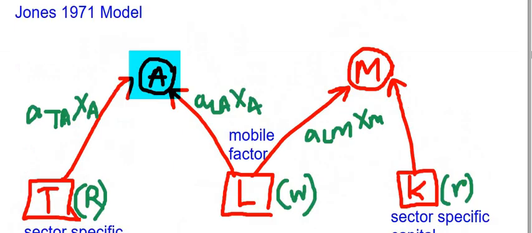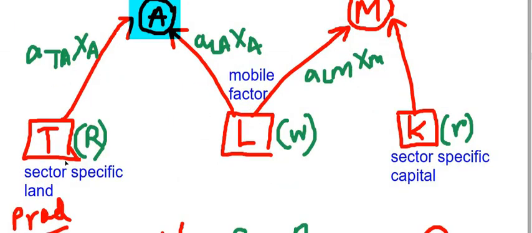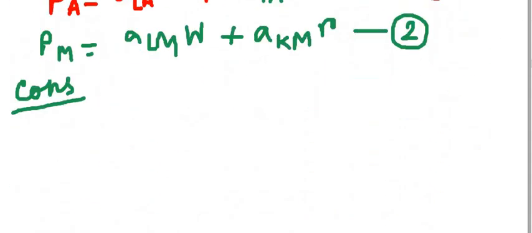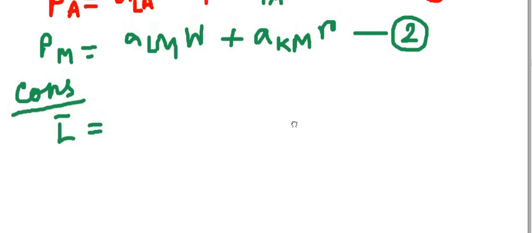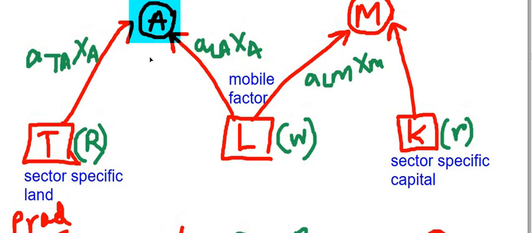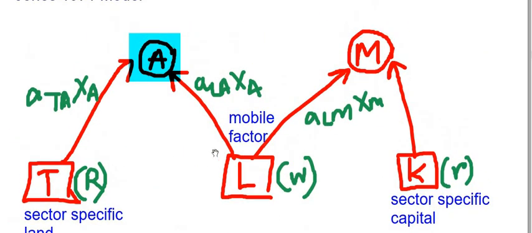Now for the Jones 1971 model, as you can see, there are three factors of production: land, labor and capital. So as you can guess, on the consumption side we'll have three equations. Let's just write the equations. Here, for labor, let me assume that the labor endowment, that is the total labor supply or the population of the economy, is given as L bar. That L is being distributed within the agricultural sector and the manufacturing sector.